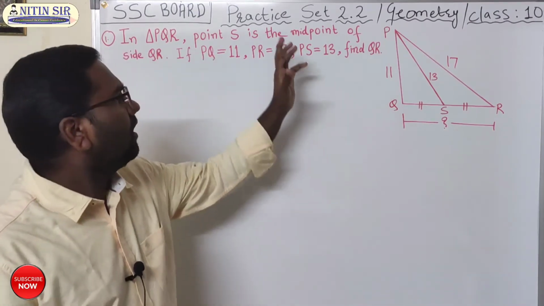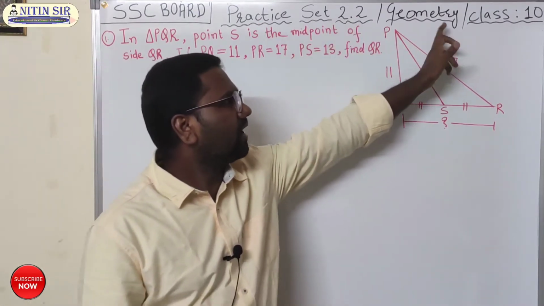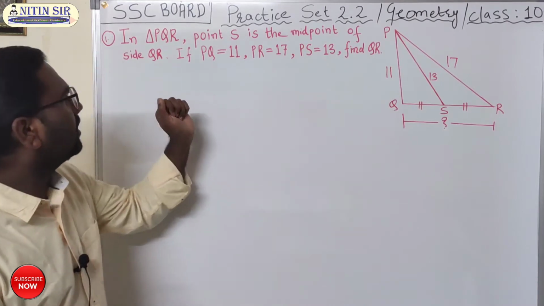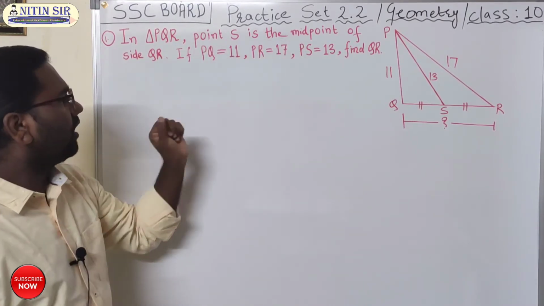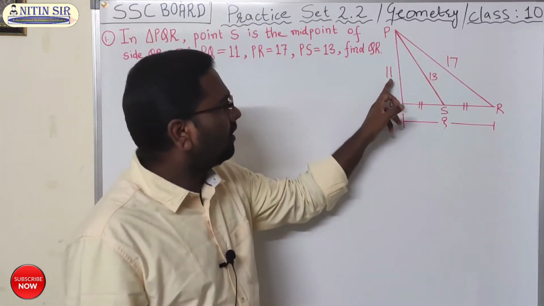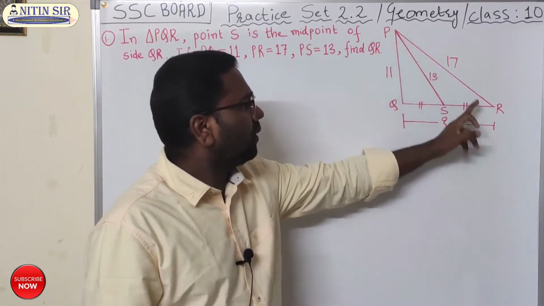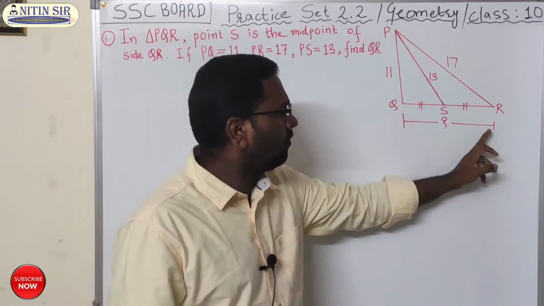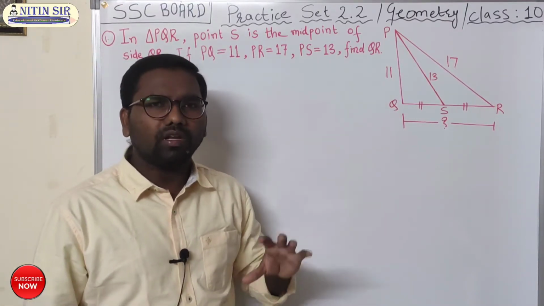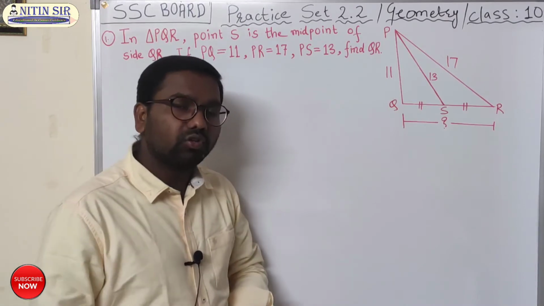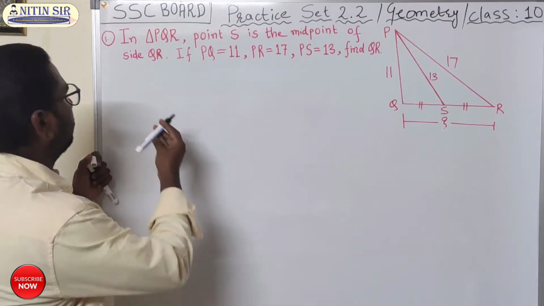We are going to start practice set 2.2, class 10 geometry. First question says in triangle PQR, point S is the midpoint of side QR. If PQ is 11, PS is 13, PR is 17, then find the value of QR. Such kind of questions can be solved by Apollonius theorem. So we are going to start the solution first.